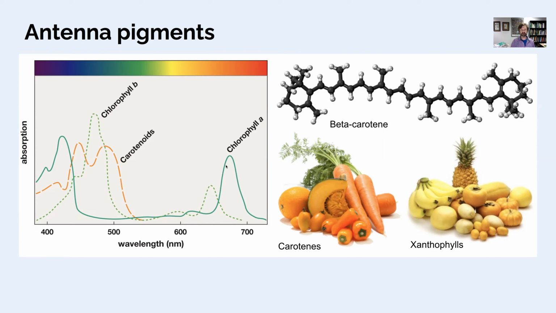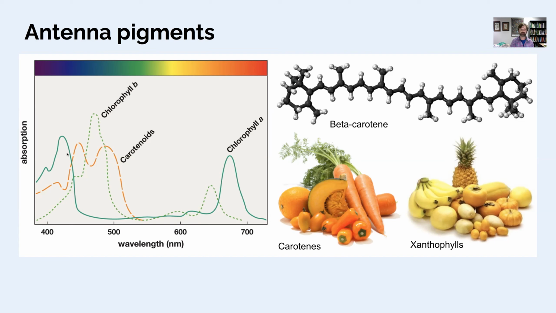So in addition to chlorophyll, there are these other molecules called antenna or accessory pigments. A pigment is a molecule that absorbs light and therefore has a color to us, to our eyes, in what we call the visible spectrum, what humans can see.